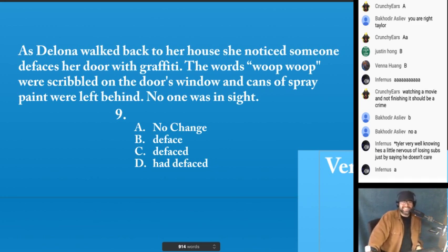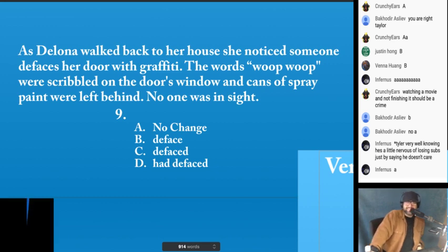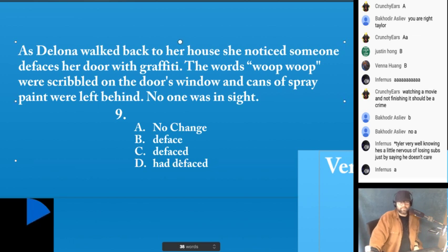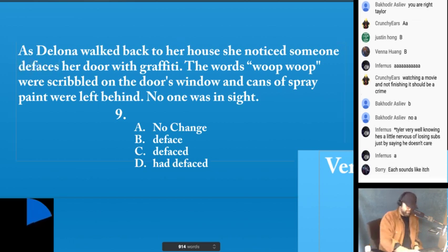So here is the next one. I'll put a clock up. As Delona walked back to her house, she noticed someone defaces her door with graffiti. The words whoop whoop were scribbled on the door's window and cans of spray paint were left behind. No one was in sight. Forgot to underline. Okay. All right, now we underlined. We good. All right, so what's the answer on this one?